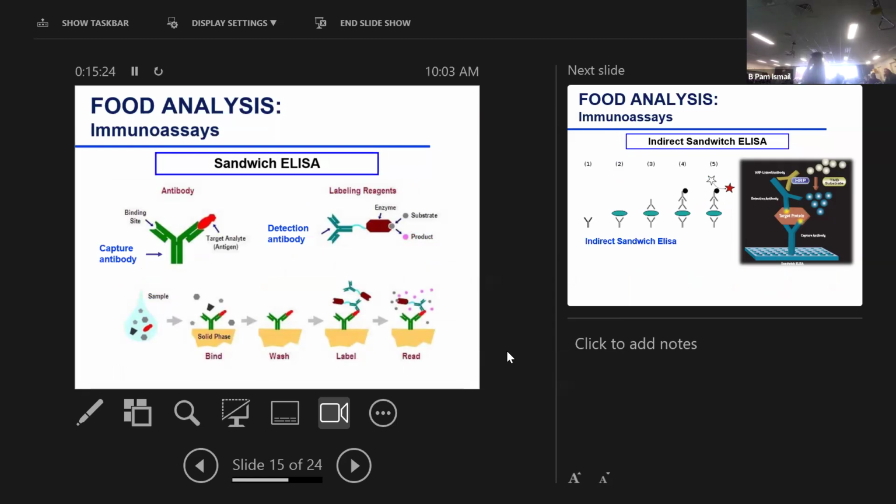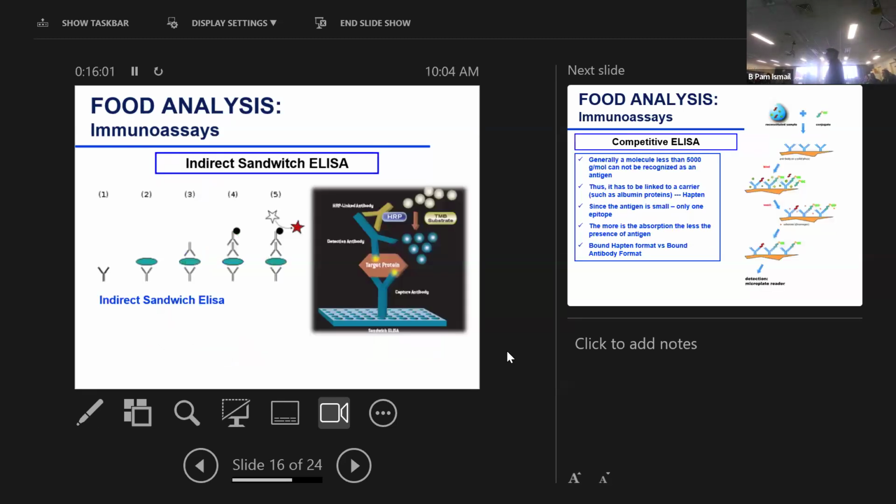So this is another image of a sandwich ELISA. It depicts your solid phase, which is your plate, your capture antibody, and then you put a sample that has the antigen. This red shape here is your antigen, and when you wash, everything else in the sample gets washed off. Then you put your labeled antibody, and then your substrate and color generation. This is just showing you how you would label such an image.